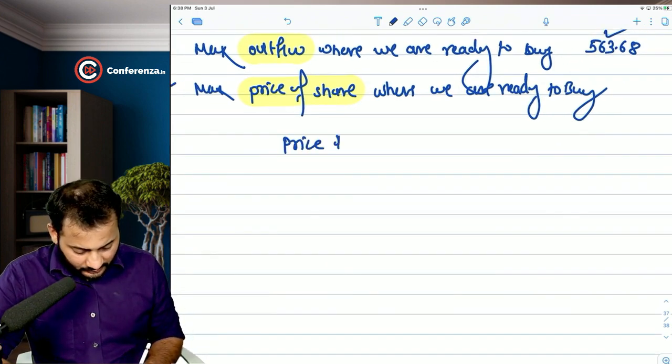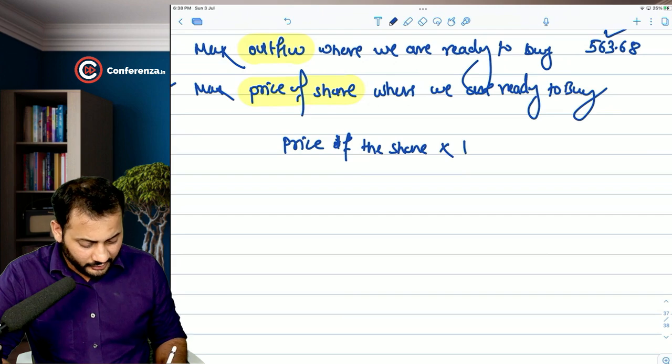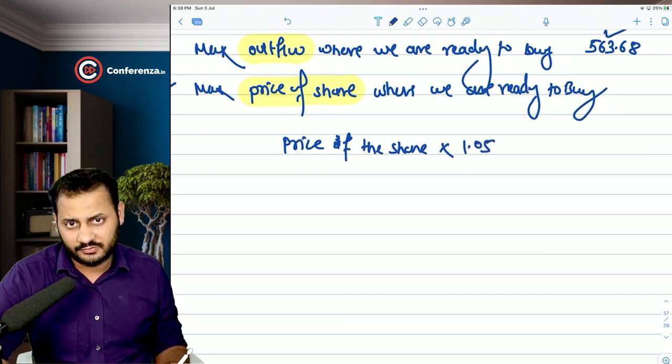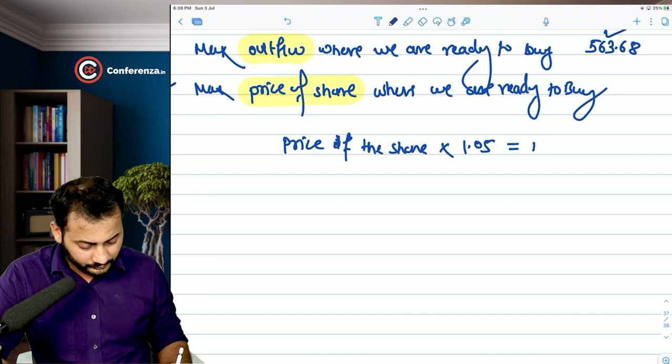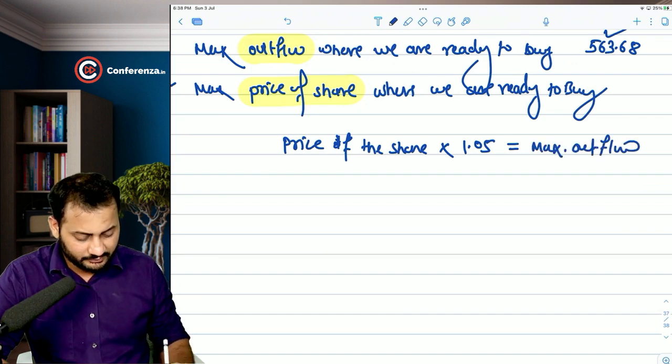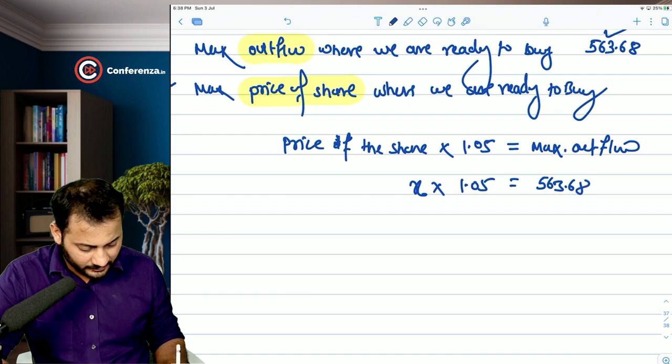The price of the share at which we are going to buy will attract 5% charges, whatever the price. And after that also, the outflow should not go beyond the maximum permissible. So let's take it as X times 1.05 equals 563.68.